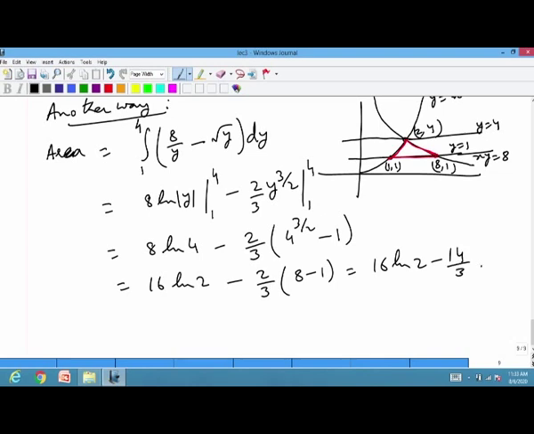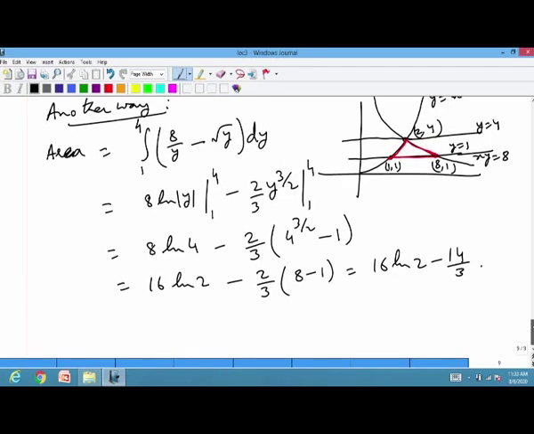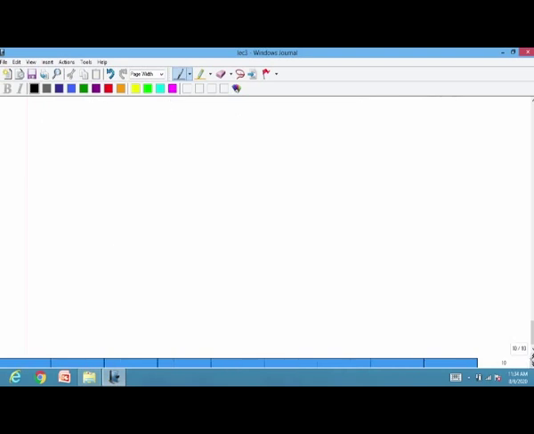So, in some problems, instead of writing as integral of f x dx, we can do integral of some f of y dy, and that might be easier to evaluate. Let us move to question number 3.